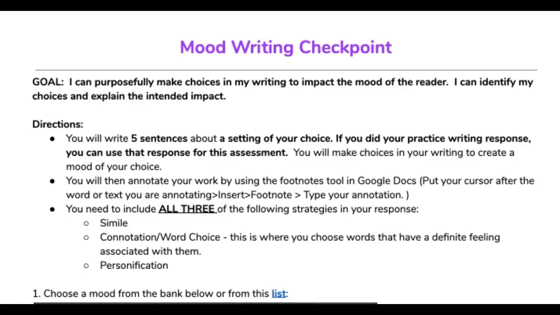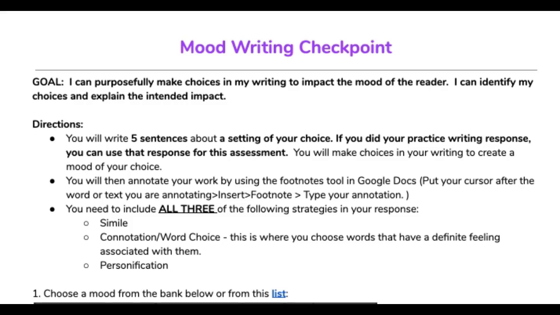Hey everybody, this video is going to go over the mood writing checkpoint. Now, the good news is, if you did the practice mood writing checkpoint last week, you can just utilize that response and make some tweaks to make sure it fits the requirements here, so you're not recreating the wheel.